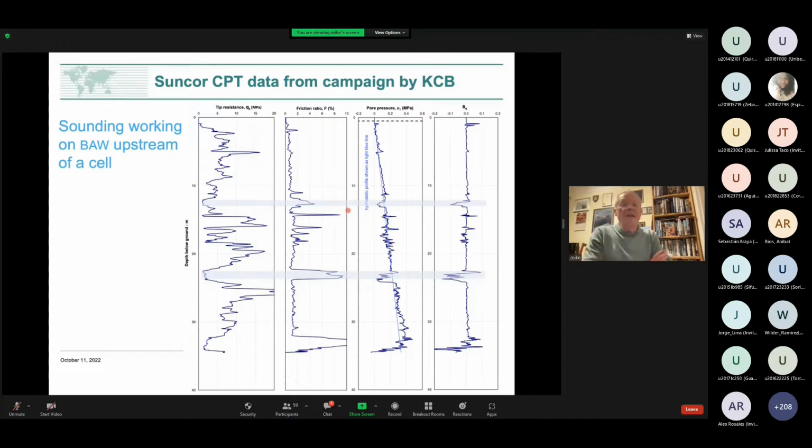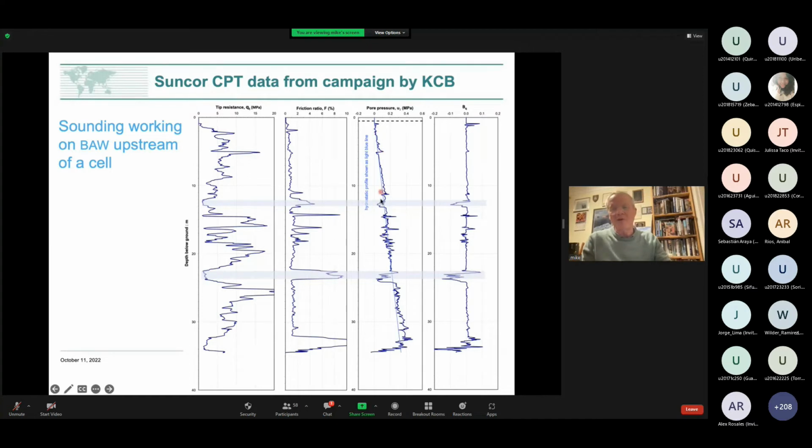This is one of the soundings working on the beach above water upstream of a cell and then pushing down into beach below water. And of course, you have to start on beach above water because you can't put a drill rig out on beach below water because it sinks. What you can observe is quite a fluctuation in tip resistance.